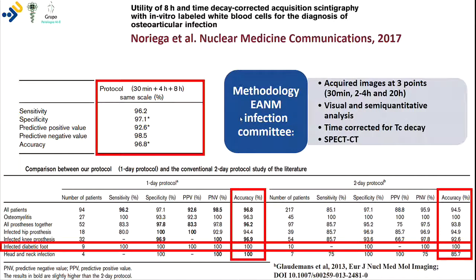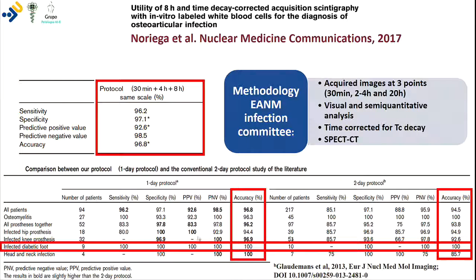As the EANM infection committee recommends, we must acquire 3 points of image, with time-corrected decay, and we have to use SPECT-CT if possible. In our hospital, last year, we wanted to confirm this, but we used an 8-hour image instead of the 20-hour one. And then we have only a 1-day protocol, and as you can see, the results are very good.